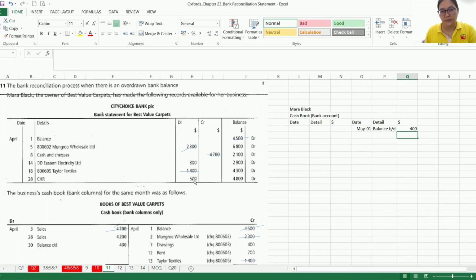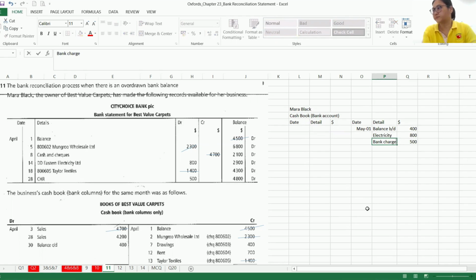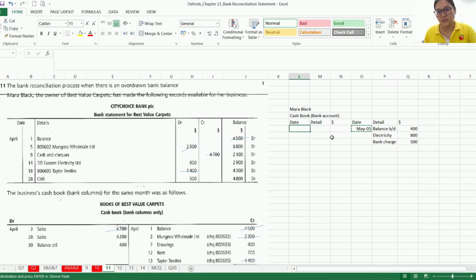800, which is a payment, 500. So 800 and 500 in the credit side. And what is the payment for? We pay Eastern electricity. That means this most probably is an electricity charge. Okay, next is this one is a charge. Could be the bank charge. So we just put the bank charge. Okay, that's all these two items. Now we just put in the new balance.